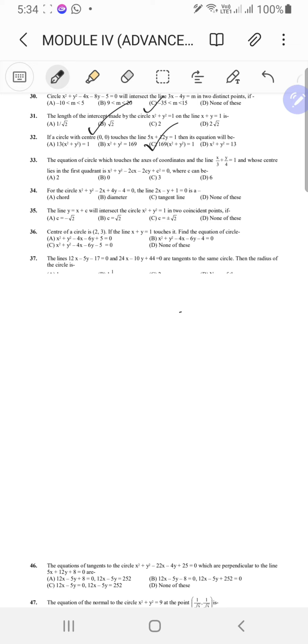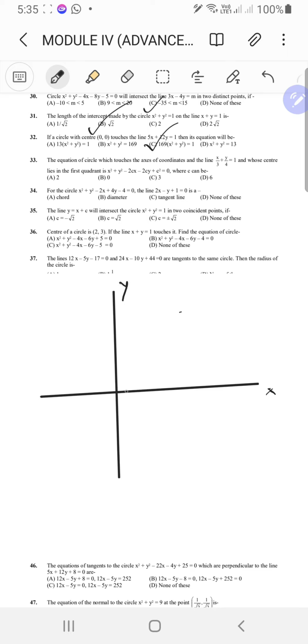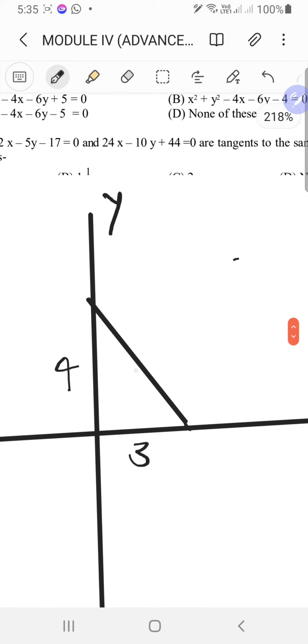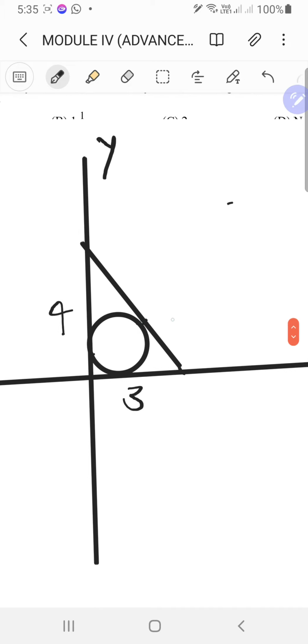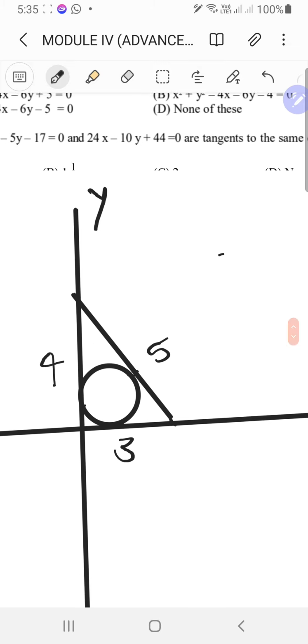All right, so let's just draw a diagram. So here are the axes. This is the y-axis, this is the x-axis. It is touching those, and it is also touching the line x by 3 plus y by 4 equal to 1. So over here I think it's going to look something like this, right? This thing is 4, this thing is 3, and you got a circle like this, which is touching all three of these lines. This thing is going to be 5, obviously, because of Pythagoras theorem.